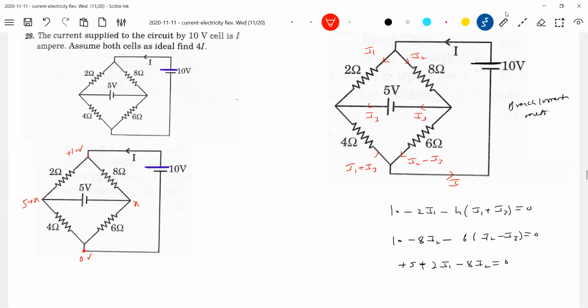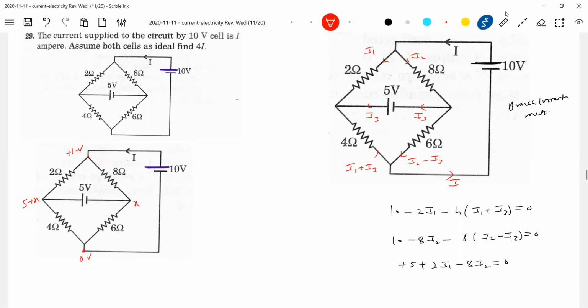Wherever you see junctions, there you assume some potential. And when you are assuming potentials, who will help you? The cell. What is the potential difference across this cell? It should be 5, so 5 plus x minus x, 5. What is the potential difference across this? 10, so 10 minus 0. You can ask questions: why are you not writing 10 plus x, x? I think it's always better to have 0 potential. It'll be much easier. Now apply KCL.